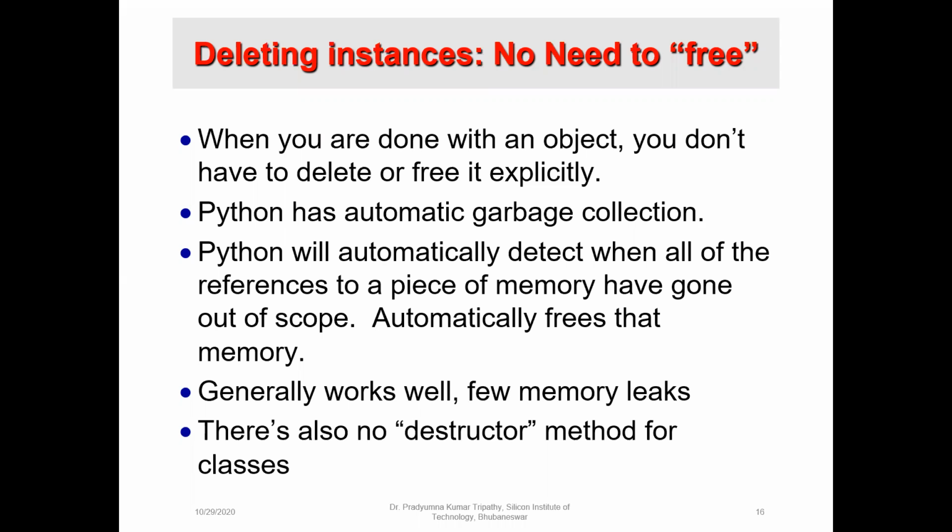How will it know that an object is no longer required? Once it finds that no object and no part of the program is referring to it, it will automatically delete it from memory. Python automatically detects when all of the references to a piece of memory have gone out of scope, and automatically frees that memory. Is it understood?